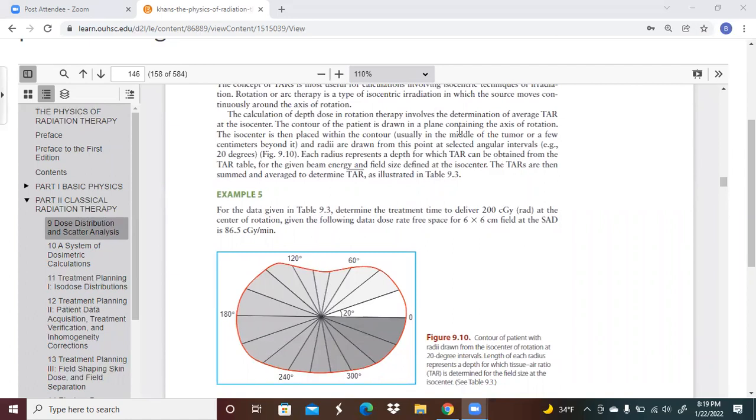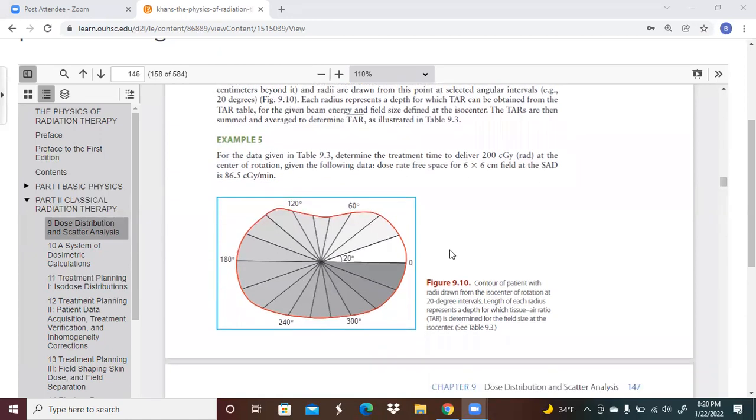In order to figure out what the average TAR is at the isocenter, sometimes we're going to have to take a patient and evaluate what the TAR is at several different sectors as you make an arc rotation all the way around. And anytime you see a bar over a value like that, it denotes an average. So we're going to be looking for an average TAR.